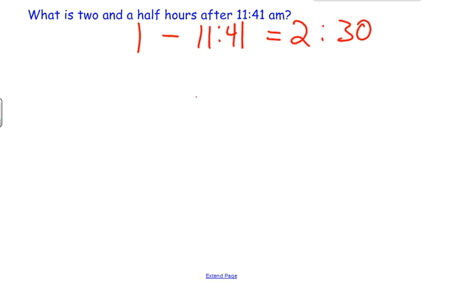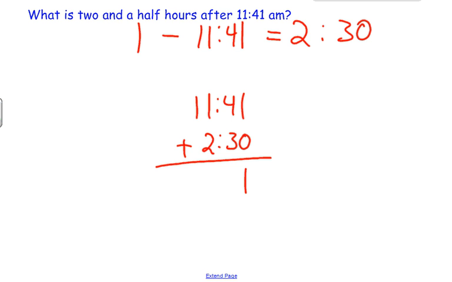So as I work with that, that'd be 11:41 plus 2 hours and 30 minutes. And so as I start adding these together, I get a 1, I get a 7, and I get a 13. Which, as we add those things together, we realize that that's not how time works. We don't have 13 hours and 71 minutes. So now we got to start doing some converting.